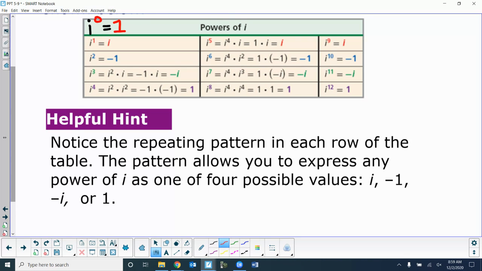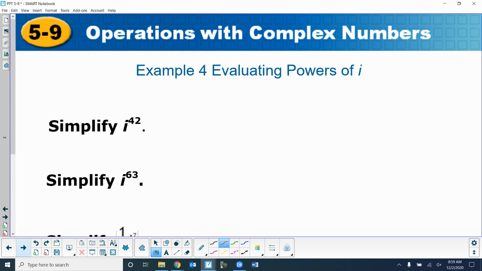Okay? And then here's how you do a problem like this. You want to keep going that pattern until you get to the 42nd one? No, you don't want to do that, do you? Since there's only 4 possible answers, I divide 42, that big exponent, by 4. Okay, why am I dividing by 4? Because there's only 4 possible answers. All right. So how do I do long division? Well, I'll show you then.